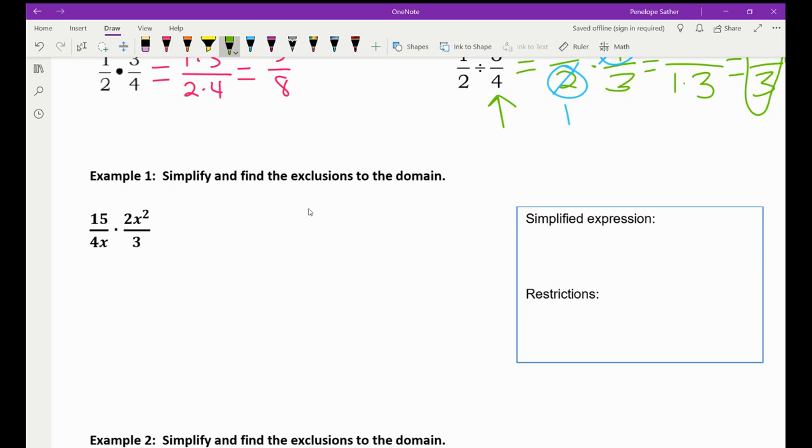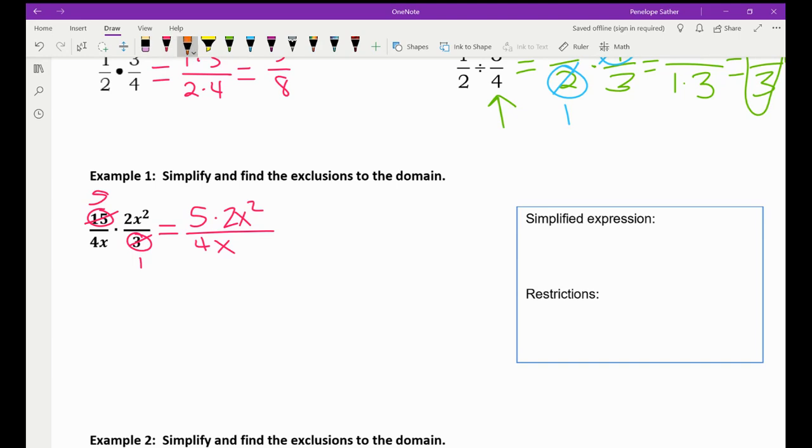But what I am going to start doing at this point is looking at the problem to see if there's anything that might reduce. So if I look at the 15 and the 3, those two numbers look like they're both divisible by 3. So 15 divided by 3 would be 5. And 3 divided by 3 would be 1. So now my problem has turned into 5 times 2x squared divided by 4x times 1. And I'm not going to write that extra 1 because we really don't need it. We know 1 times 4x is just 4x.